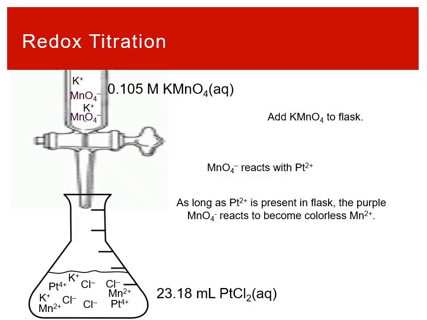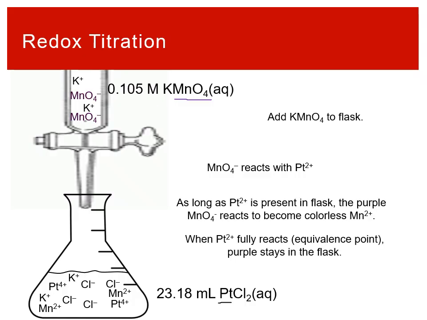So basically the idea is you started with platinum 2+, right? And you're adding in this purple MnO4. As long as there is platinum 2+ in the flask, it'll basically cancel out the purple. You're adding in purple, but it reacts and becomes colorless. Once the platinum 2+ is fully reacted, if you add more MnO4-, if you add more purple, the flask is going to stay purple. And that's how you know you're done.